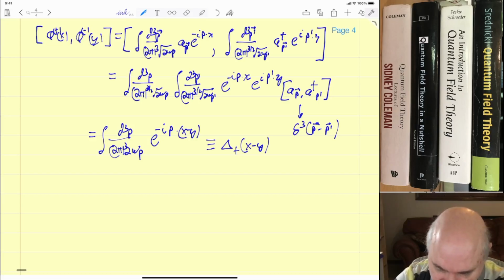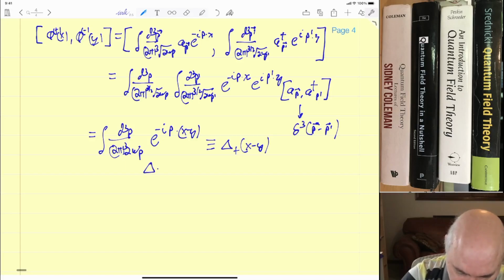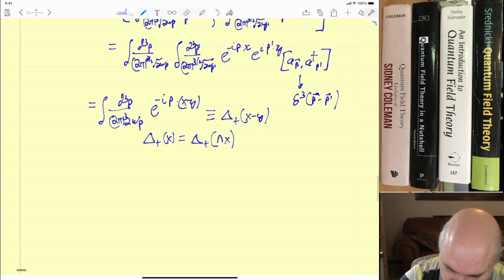We have a dot product between four vectors in the exponent, and we have a relativistic measure. So this is Lorentz invariant. I'll just write that down, that del plus x is equal to del plus lambda x. So del plus is Lorentz invariant.